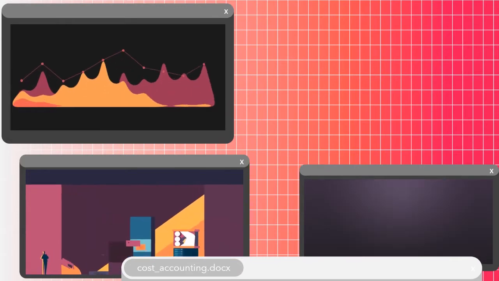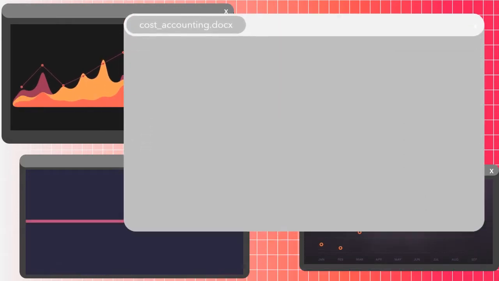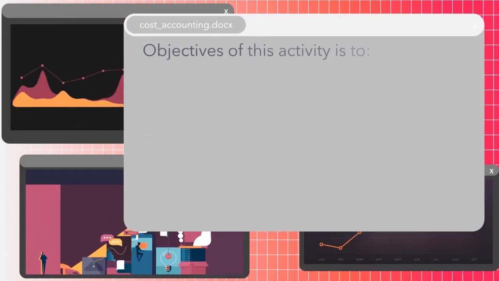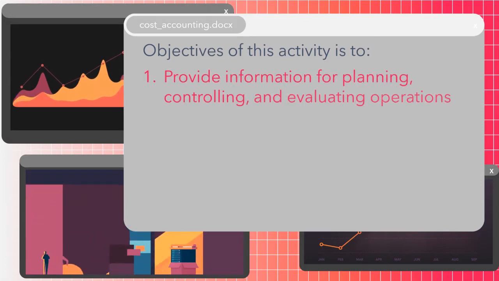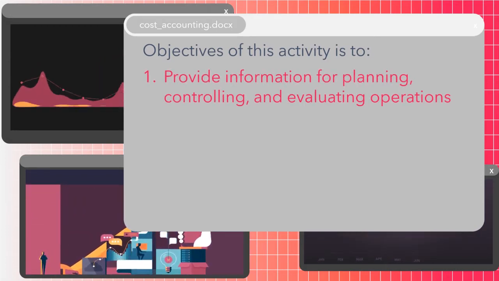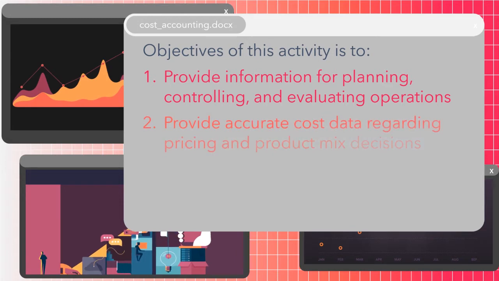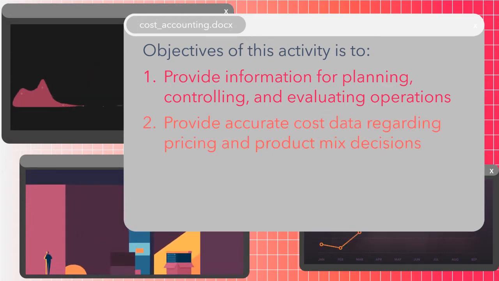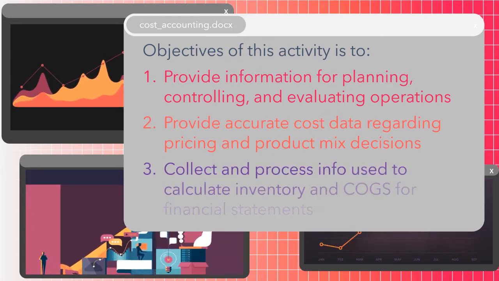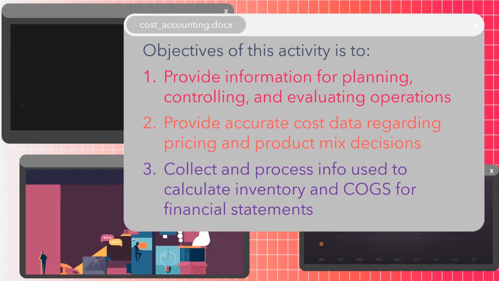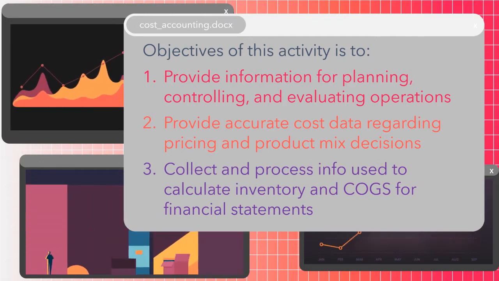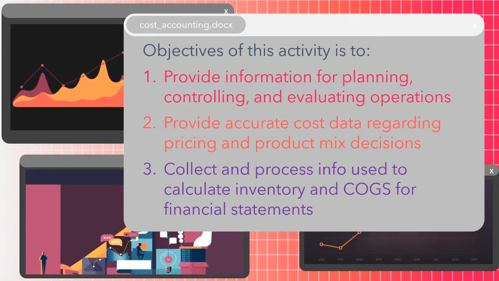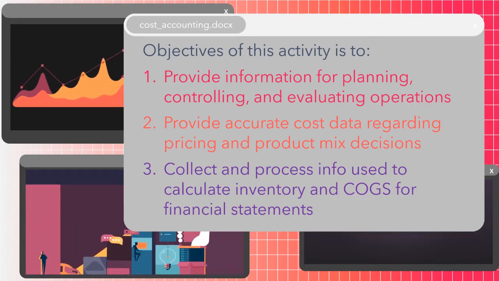Moving on to the final step of the conversion cycle, which is the cost accounting system. The first objective of this activity is to provide information for planning, controlling, and evaluating operations. Second is to provide accurate cost data regarding pricing and product mix decisions. Third is to collect and process information used to calculate inventory and cost of goods sold for financial statements.